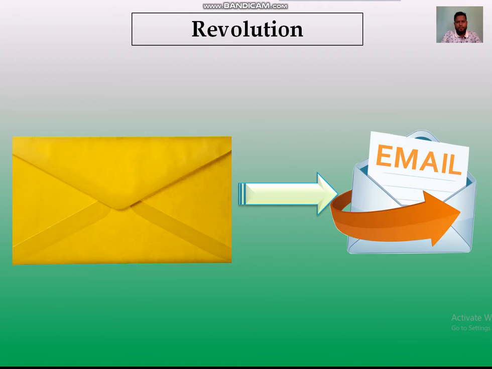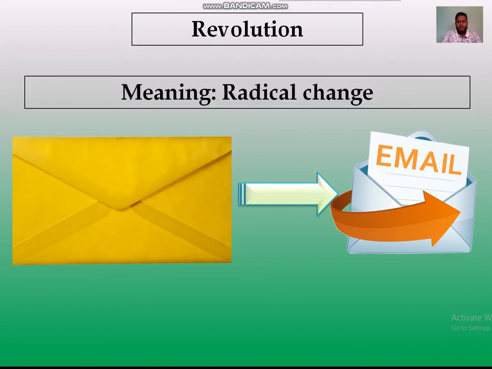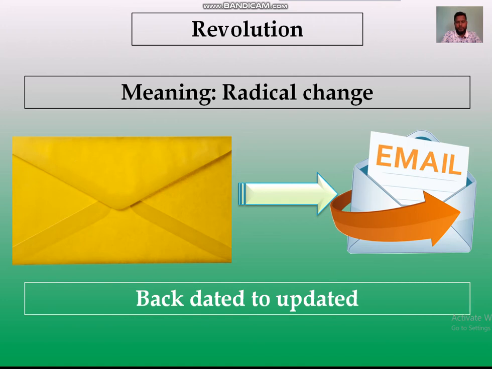Next one is revolution. It is a common word. Revolution means radical change, so it has another meaning, backdated to updated. So when you do something to change your backdated status to updated status, that can be a revolution. This particular word can be used for many purposes as well. Here it is used as a radical change in that particular lesson.